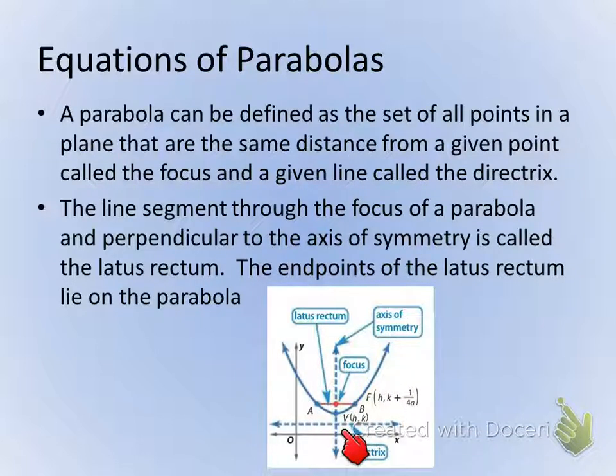So a parabola is a set of points in a plane that are the same distance from this point and this line. So for example, the distance between here and A is the same as the distance between A and this line here, the directrix. Understand, you won't need to define that, okay? What is going to be helpful for you though is to understand the relationships between the directrix, the focus, and the axis of symmetry.